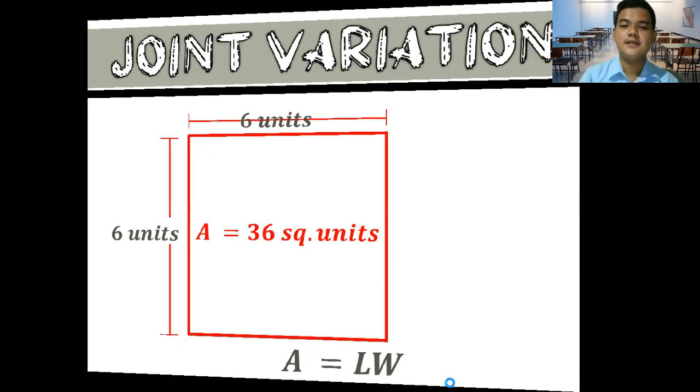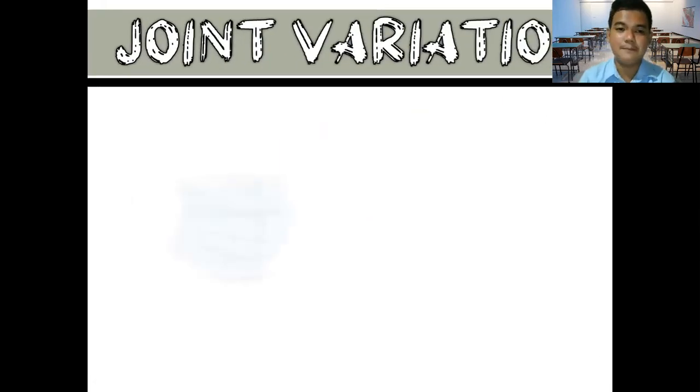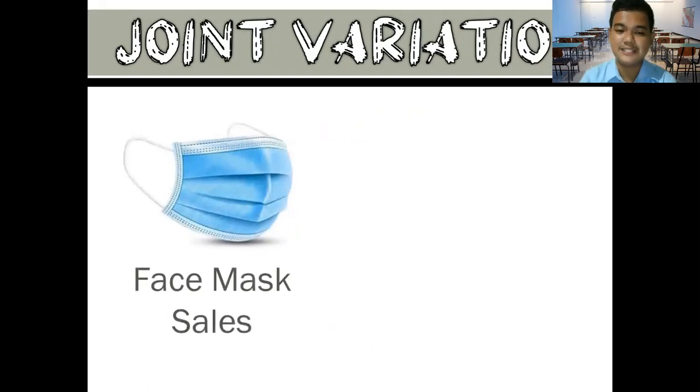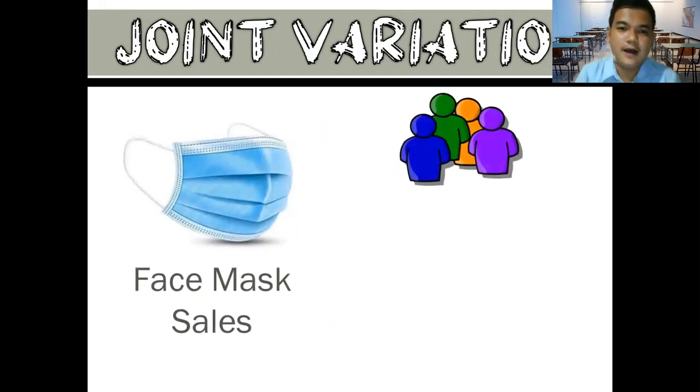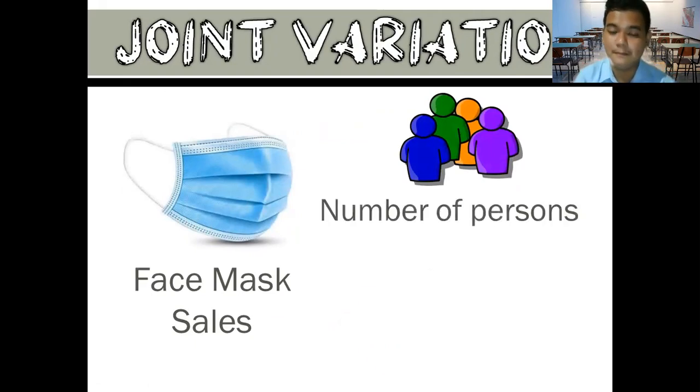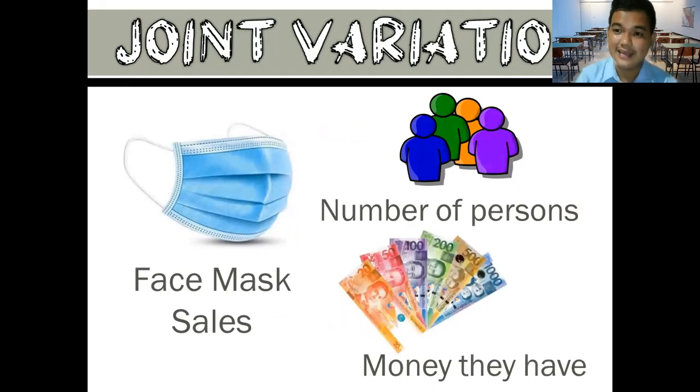All right? So another good and timely example will be the face mask sales, yung benta sa pagtinda ng face mask. It varies jointly with the number of persons na allowed lumabas and the money that they have. Again, two quantities yung involved ditong product. So yung number of persons at yung pera na dala nila.